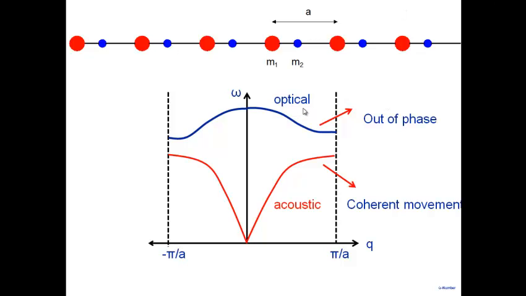Now, why am I calling it optical? As I said, imagine that this is chlorine and this is sodium. Chlorine is negatively charged, sodium is positively charged. So imagine an electromagnetic wave is incident. What will this electromagnetic wave do? It has an electric field. What will this electric field do to the chlorine? Let's say it moves it towards the right. What will it do to the sodium? Move it in the opposite direction.